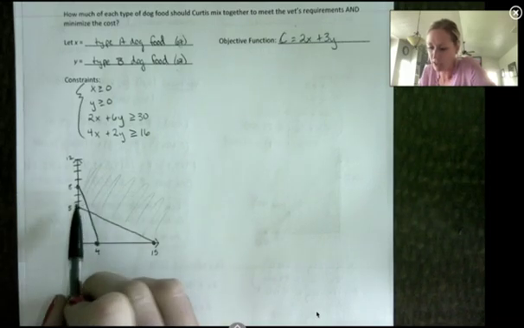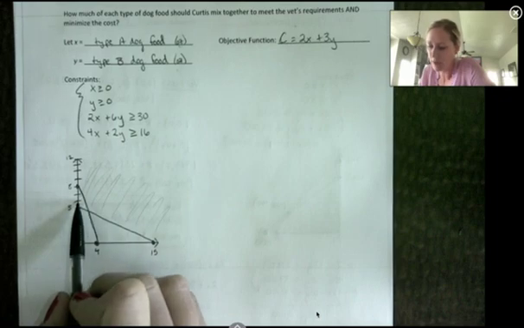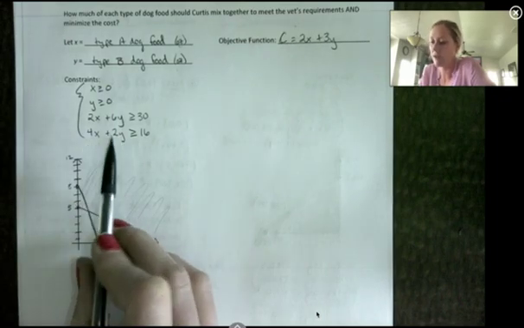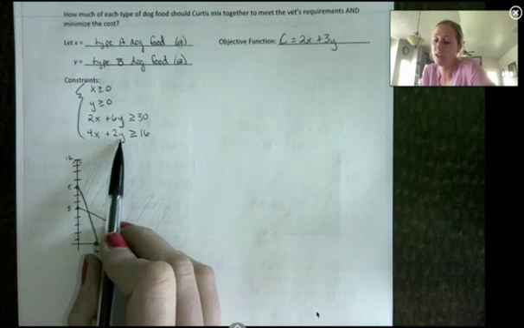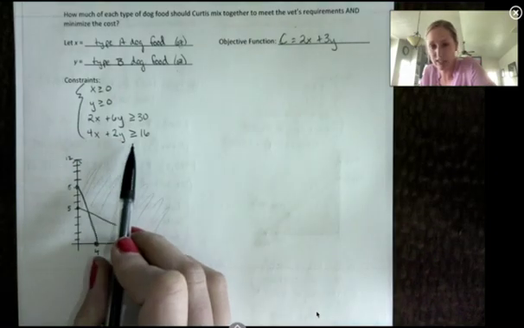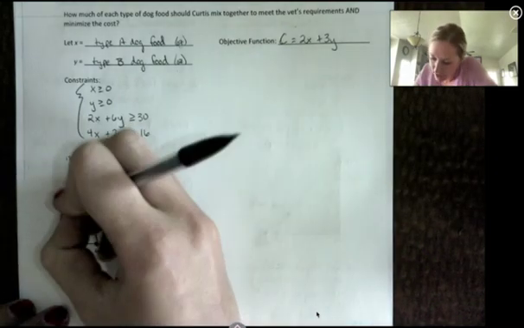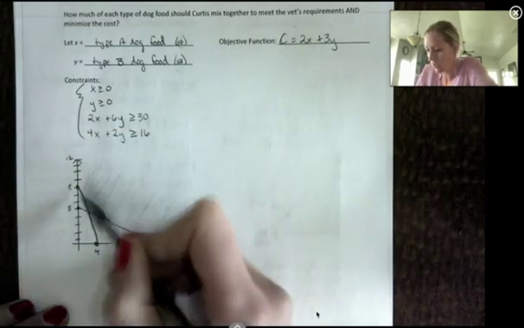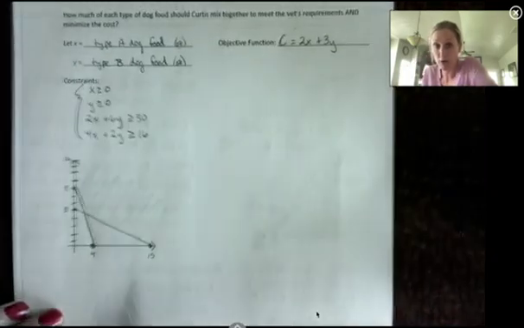So I'm going to do 0, 6. If I put in 0 and 6, I would get 2 times 6 is 12, which is not greater than 16. So that means I'm not in here and I'm currently above here. And I actually forgot one more constraint, you guys.